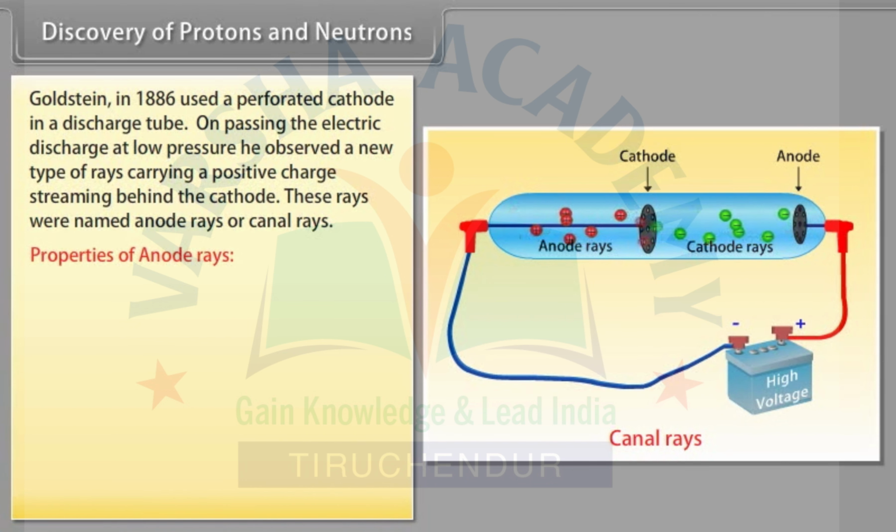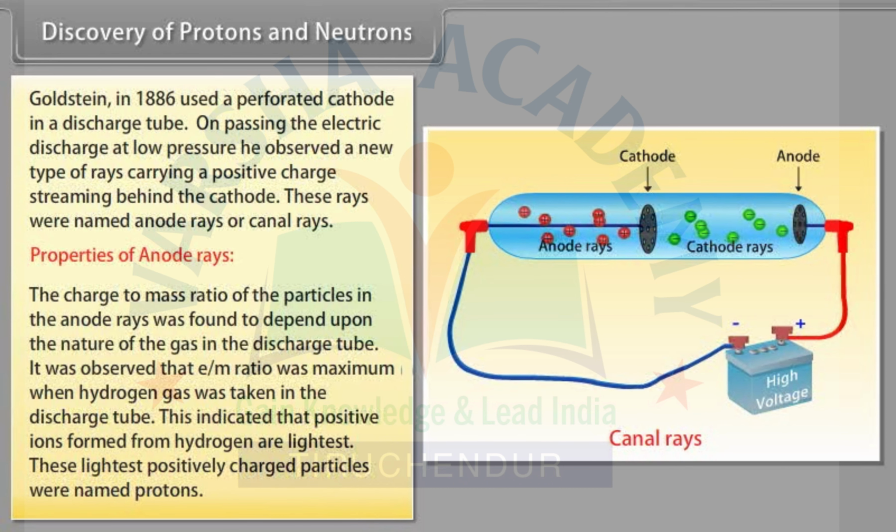Properties of anode rays. The charge-to-mass ratio of the particles in the anode rays was found to depend upon the nature of the gas in the discharge tube. It was observed that the e/m ratio was maximum when hydrogen gas was taken in the discharge tube. This indicated that the positive ions formed from hydrogen are lightest. These lightest positively charged particles were named protons.